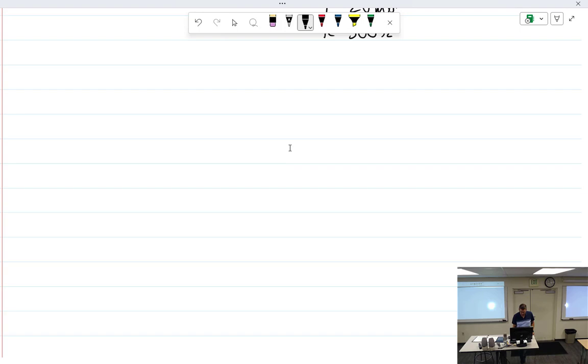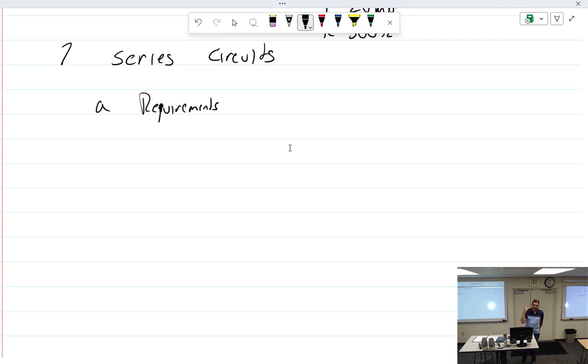All right. I don't know why we are talking specifically about series circuits, and I have the requirements, which we already went over: one path, the conductor, power source, load, only one path.